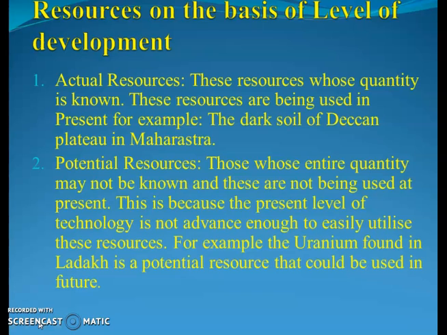For example, the uranium that is found in the Ladakh region is a potential resource that can be used in the future. We are not able to use uranium in the present because we do not have appropriate technology. So this will be called a potential resource. So what is the difference here? Actual resources we are using at present, but potential resources we do not use at present because we do not have appropriate technology to use them. Maybe these are the resources for the future.